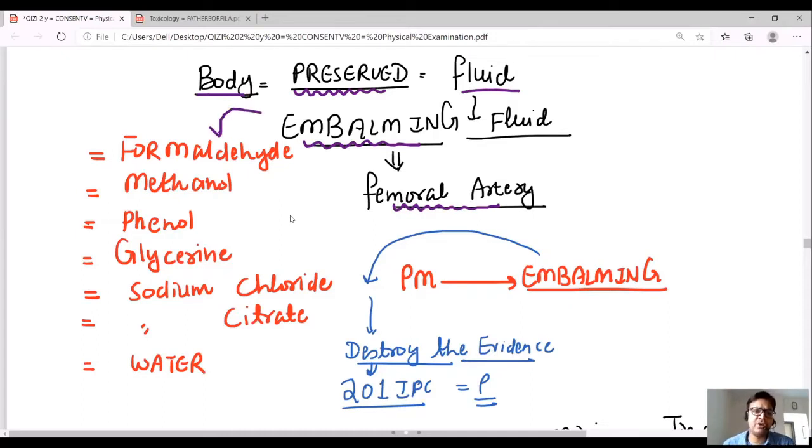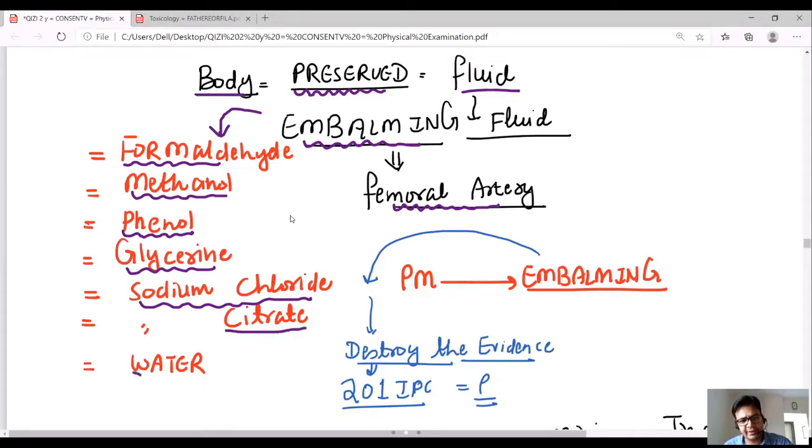Now, what is the composition of embalming fluid? This question comes. First is formaldehyde, second is methanol, third is phenol, fourth is glycerin, fifth is sodium chloride, sixth is sodium citrate, seventh is water. Again, I'm revising, my dear friend: formaldehyde, methanol, phenol, glycerin, sodium chloride, sodium citrate, and water. These are the main elements of embalming fluid. These are injected in your body after death, so the body can be preserved for a longer period.